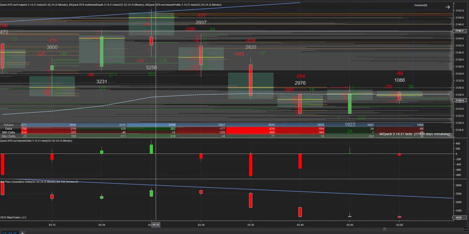Not only that, it closed below the value area. I have stacked imbalances at the top. Despite having so many stacked imbalances at the top, the price couldn't close at the top. It closed down here, below the open price even. Seeing this, I knew the price was going to continue to the downside.